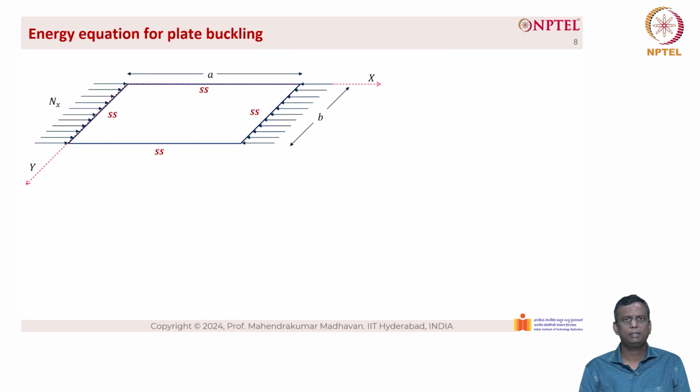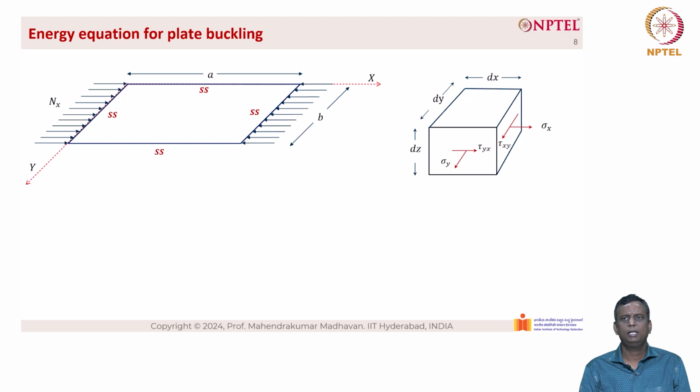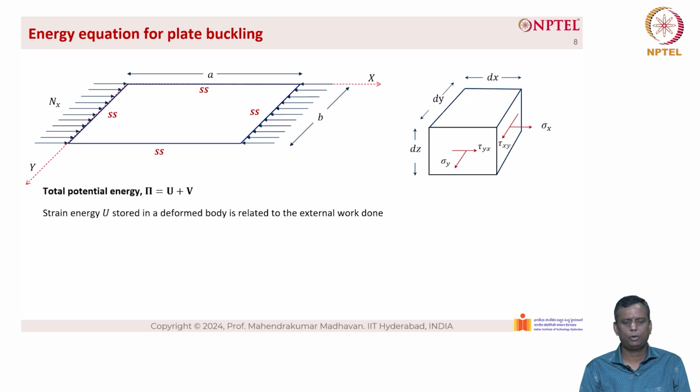So this is a plate that is subjected to uni-axial compression Nx, and it is simply supported on all four sides, and the stress at any point is given on the right hand side of the figure. The total potential energy pi equals U plus V, and U is defined as the strain energy stored in the deformed body, and it is related to the external work done. The external work done is given as half into force into displacement.